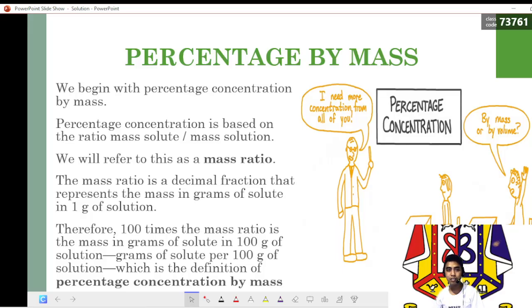Alright, so at this point, we begin with percentage concentration by mass. Remember, the percentage concentration is based on the ratio of mass of solute over mass of solution. Since we need to get the percentage of the substance, we use the mass ratio and multiply it by 100 to get the percentage by mass of a given sample.